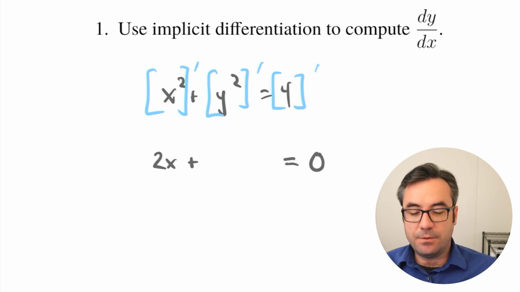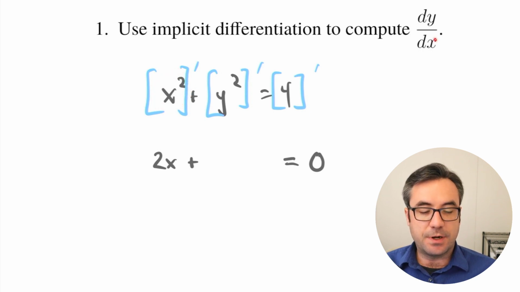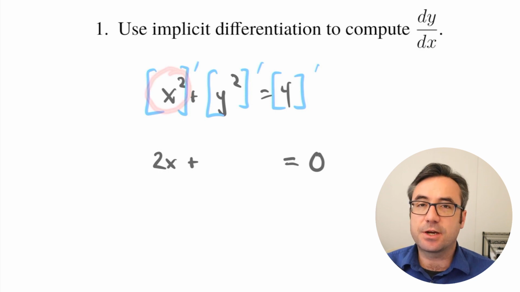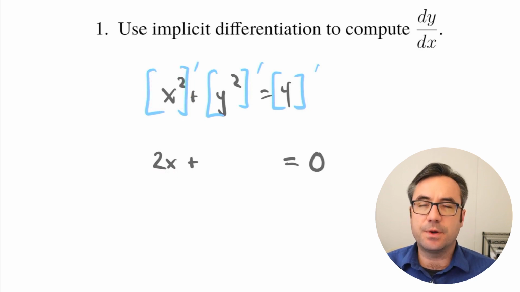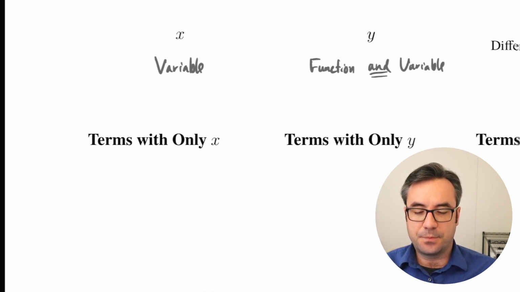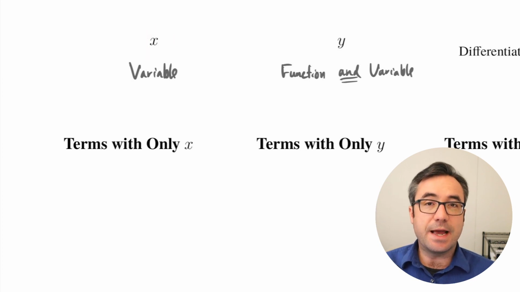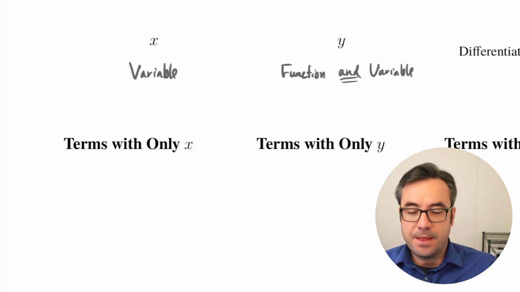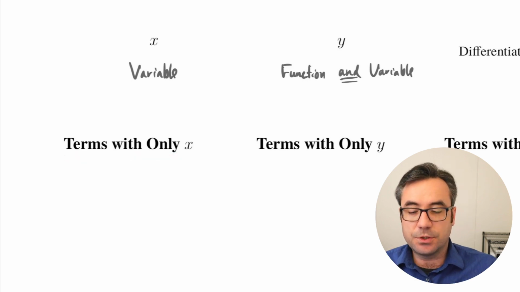All right, when we're differentiating just an x term, because we're trying to calculate the derivative with respect to x, we're treating x just like a regular variable. That means we're just going to differentiate it like we normally would. So since we're treating x like a regular variable, if we have a term in our equation that only involves x, we're just going to differentiate it like usual.